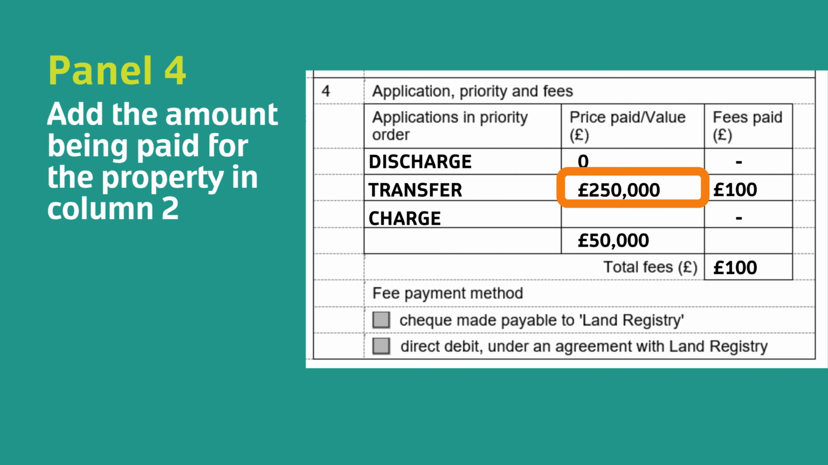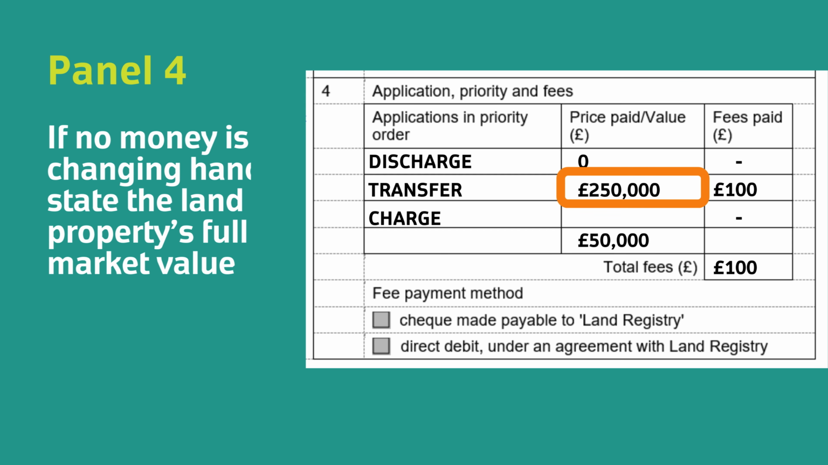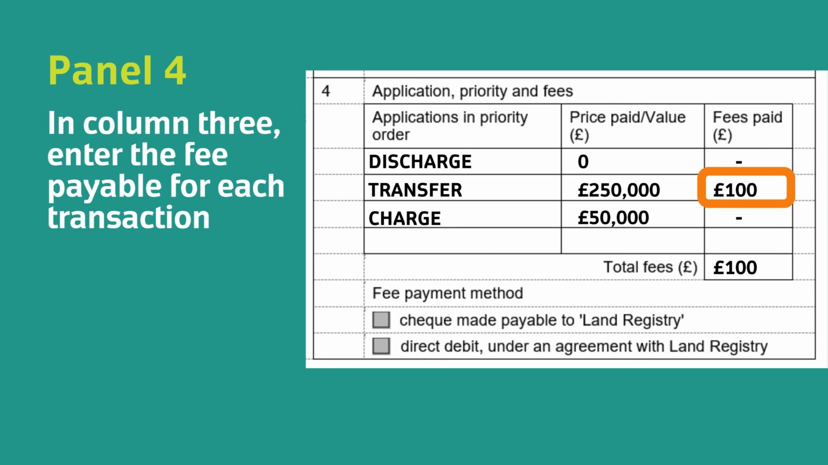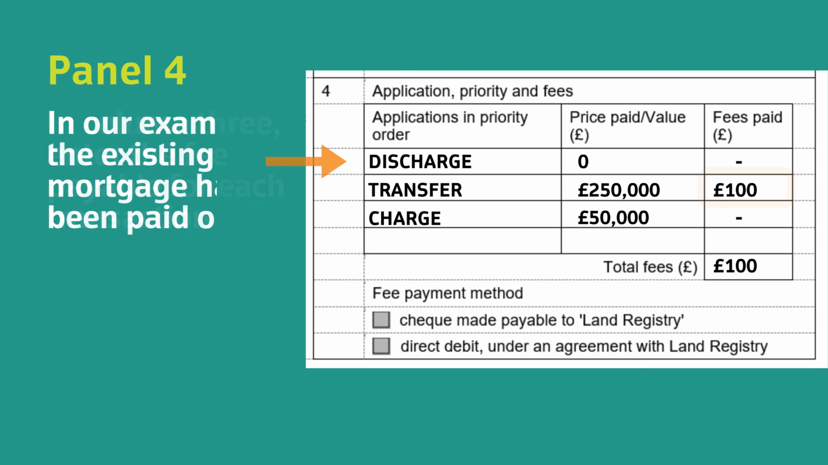In the second column, enter the amount being paid for the property, if anything. If no money is changing hands, don't simply enter 0. Instead, you need to enter the current full market value of the property. If this column is blank, we'll have to write to you for the information, so we can check the fees. This could delay your application. In the third column, enter the fee payable for each application type.